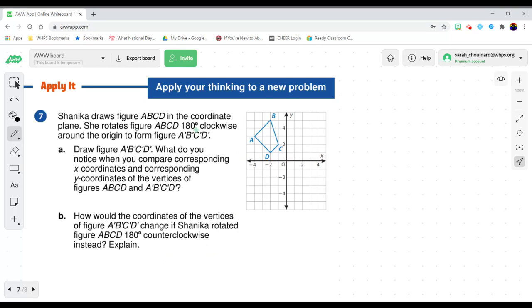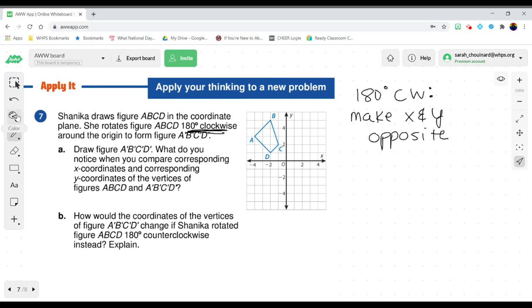So now they have a 180-degree rotation. For 180 degrees, this is a new rule. So again, when you're doing your homework, you probably want to have this rule written down. The rule for 180 is pretty straightforward. It's just make X and Y opposite. So there's no switching, because if you think about it, and you don't have to write this down, I'm going to do this in blue.